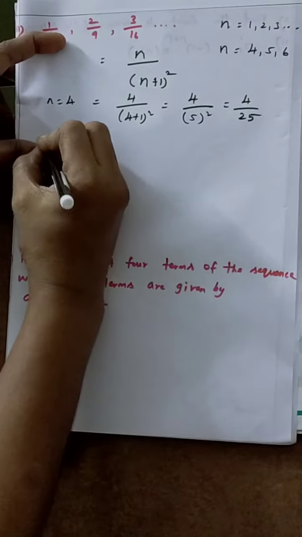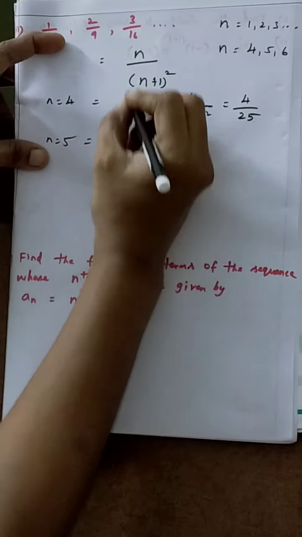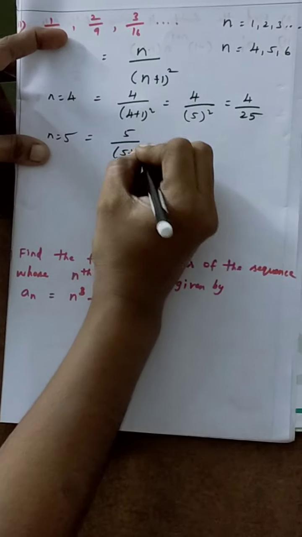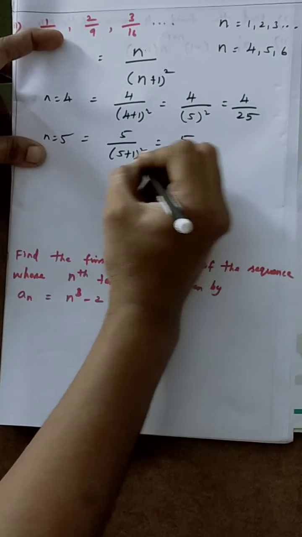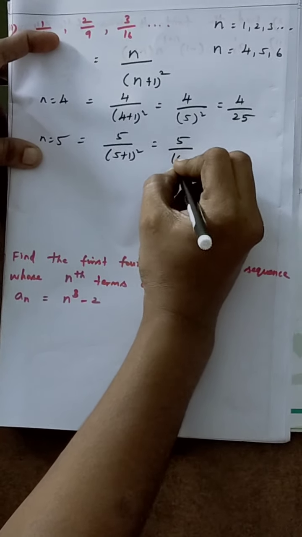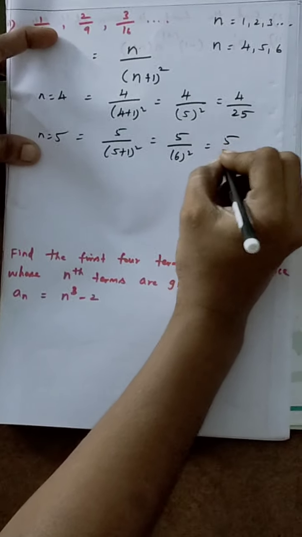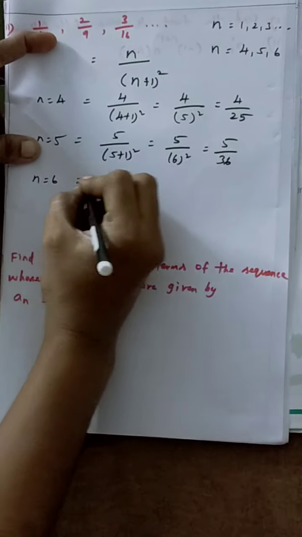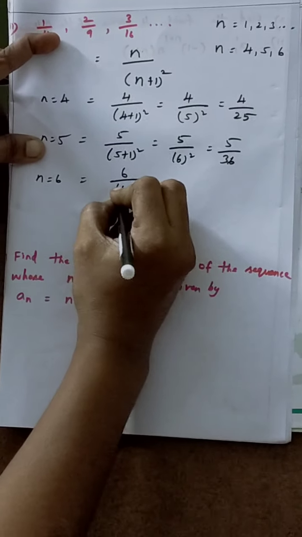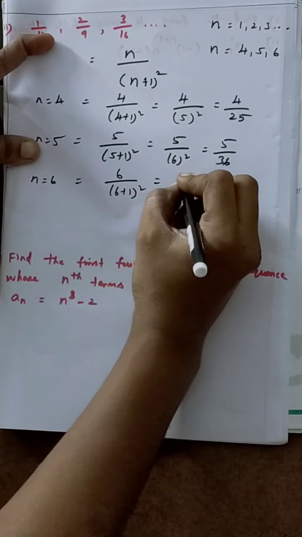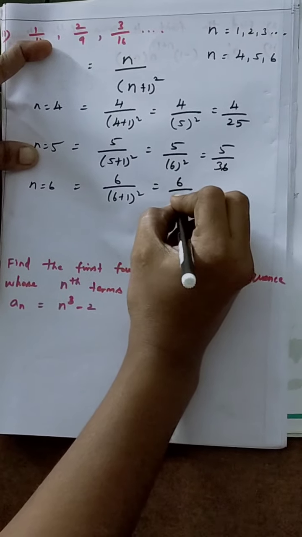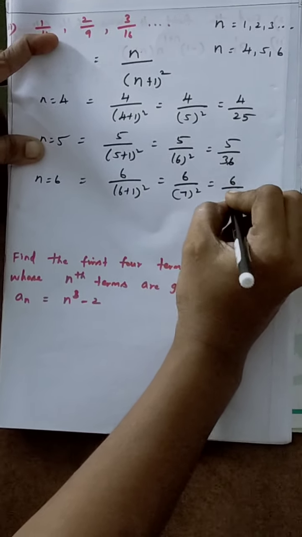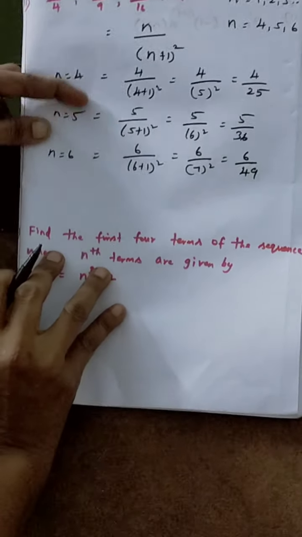Next one is a_n equal to 5. So put the n value n equal to 5 divided by (5 plus 1) whole square equal to 5 by (5 plus 1 is 6) square equal to 5 by 36. Next value n equal to 6. 6 by (6 plus 1) whole square equal to 6 by 7 square, 7 square means 49. So write down the answer.